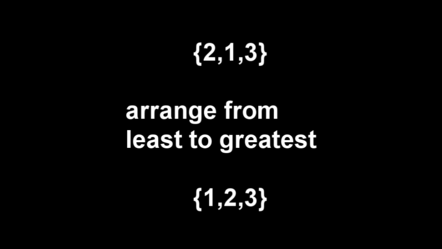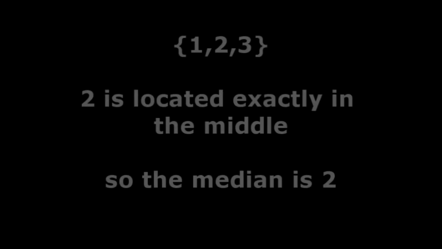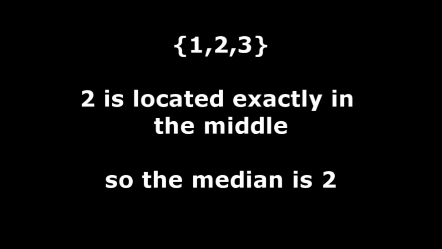From the dataset 2, 1, 3, the first thing we do is arrange the dataset in order from least to greatest. From 2, 1, 3, we have 1, 2, and 3. And finding the median, or middle, of this dataset is easy. It's just 2, because 2 is located exactly in the middle.